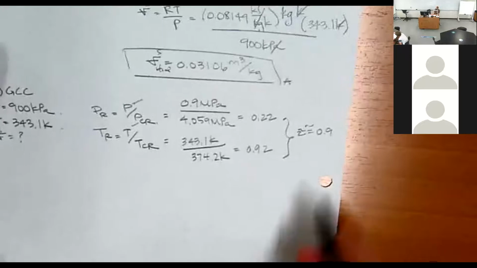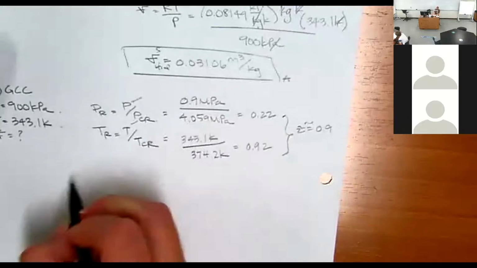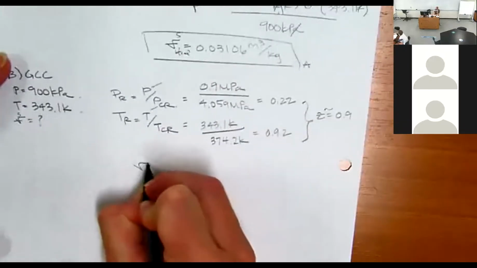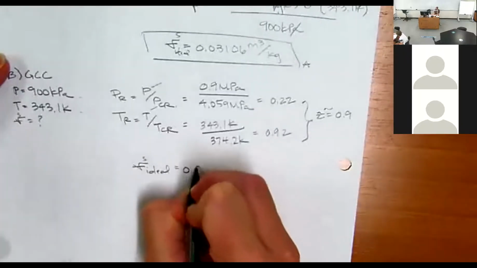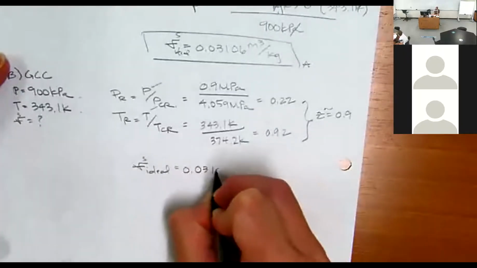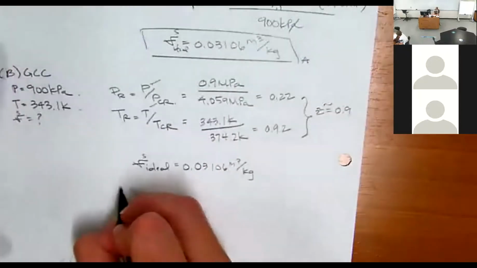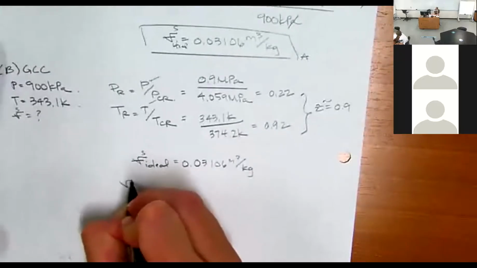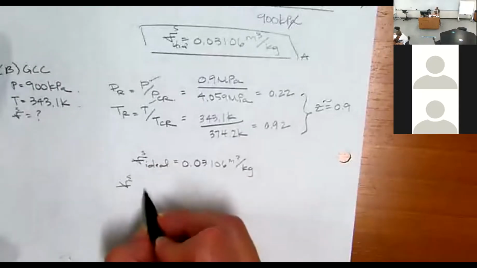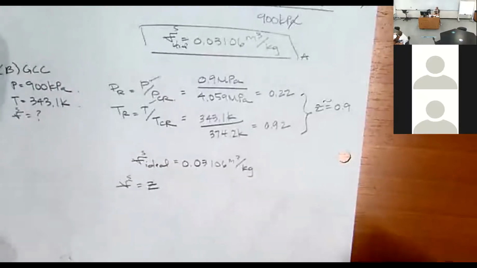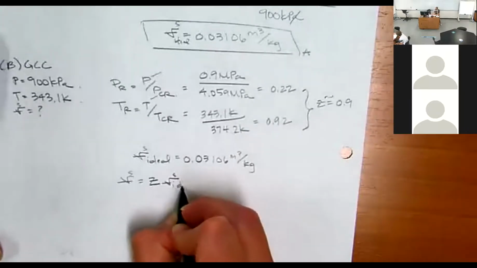So from there, now I have my Z value. I can use this to correct for my ideal gas equation. So I know my specific volume based on an ideal gas is equal to 0.03106 cubic meter per kilogram. That's what was right up here. And I know that my actual specific volume based on my generalized compressibility chart is going to be equal to my correction value, my compressibility Z, times my specific volume ideal.